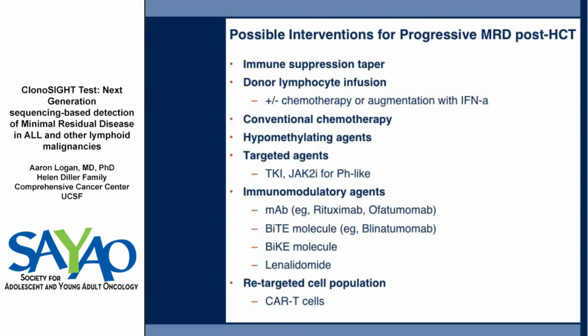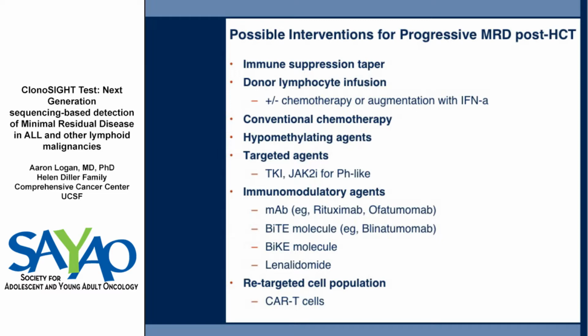Now, what would we even think about doing in somebody who's progressing after an allogeneic transplant? I think we have a lot of options. We can taper their immune suppression if they're still on it. We can consider donor lymphocyte infusions with or without augmentation with chemotherapy or cytokines. We could just use conventional chemotherapy, and I would include in that consideration asparaginase.